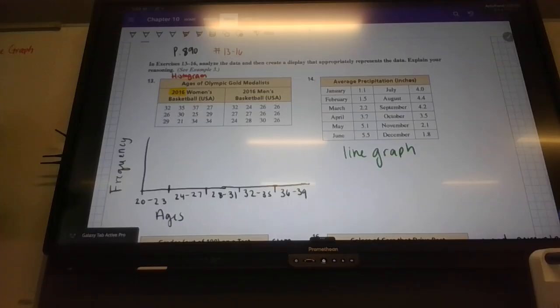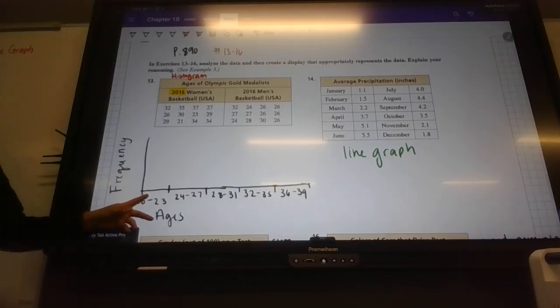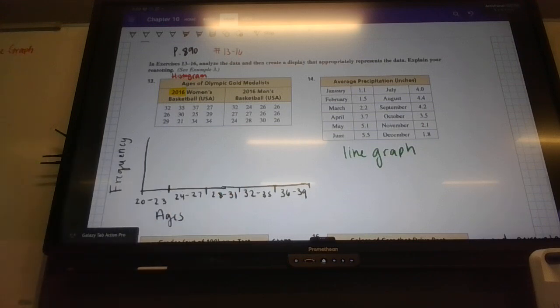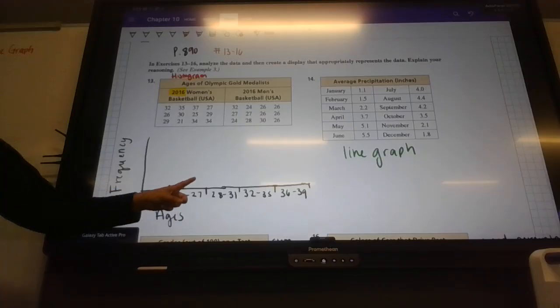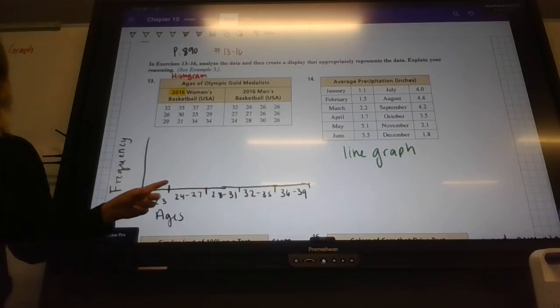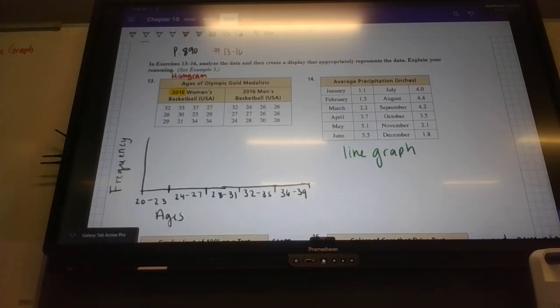36 to 39. The way to get this right is to make sure that each one of these has 4 years in between them. It looks like 3, but when you count it, 36, 37, 38, 39, that's a 4-year interval. So when you're graded on this, we will literally count and make sure that all of these have the same number of years between them. Okay? Can you see them?